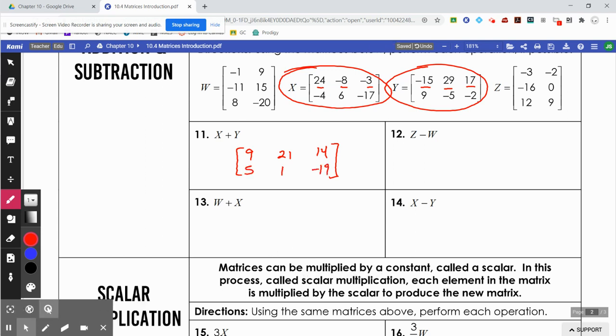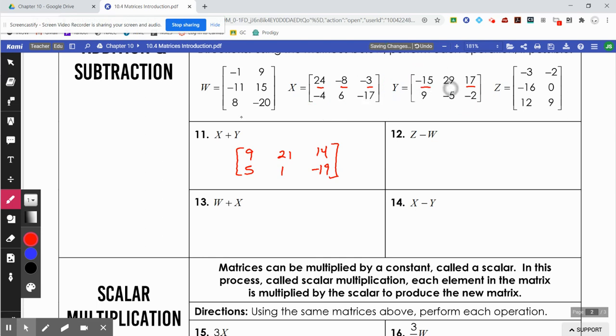Z minus W, our second one. Let me erase all of this. Z minus W, here is Z, and we're going to subtract W, do the exact same thing. It's a 3 by 2 minus a 3 by 2. So you simply do negative 1 minus negative 3, that's negative 1 plus 3, which is 2. 9 minus negative 2, which is 11. Negative 11 minus negative 16, that's negative 11 plus 16, which is 5, and continue on in the same manner.